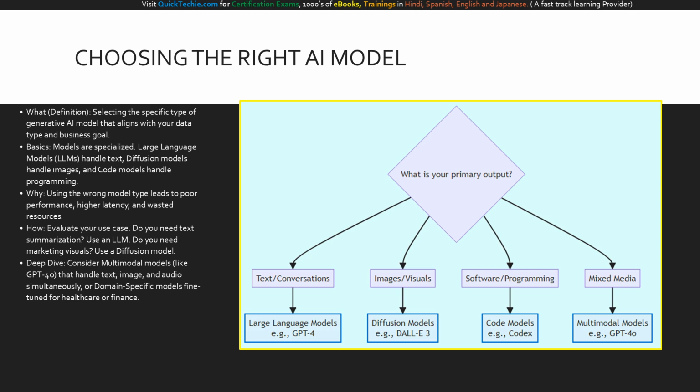This diagram reinforces a key lesson. There is no single best AI model. The best model is entirely dependent on the specific task you are trying to accomplish. Selecting the right node on this chart ensures you optimize for both performance and cost.